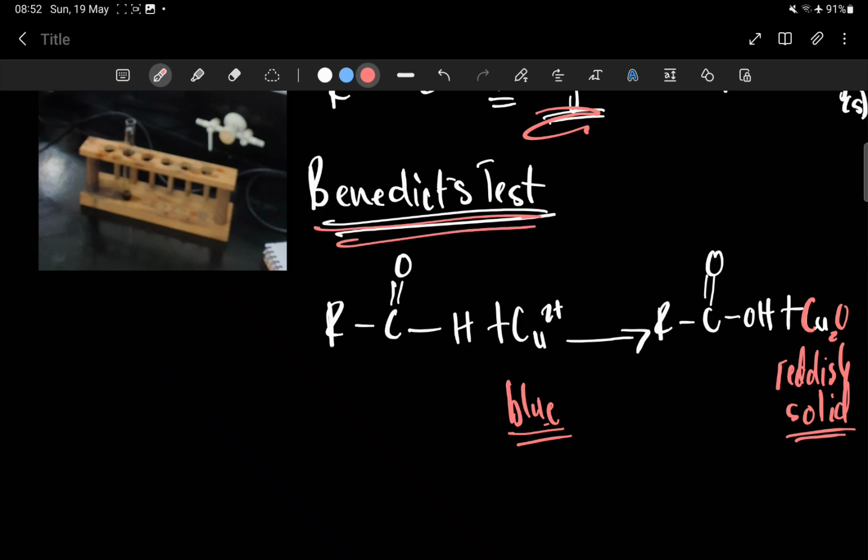What do we use? Copper. And that's all you gotta know. And you're done with aldehydes and ketones.